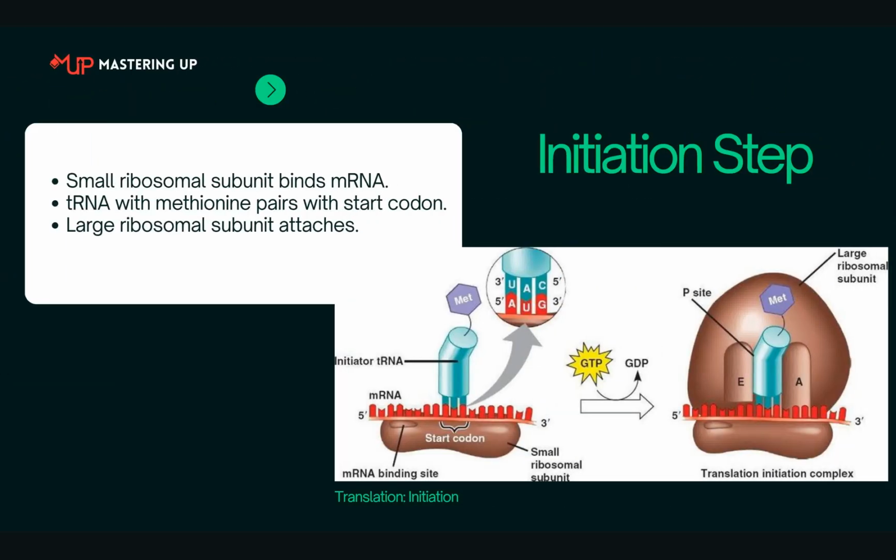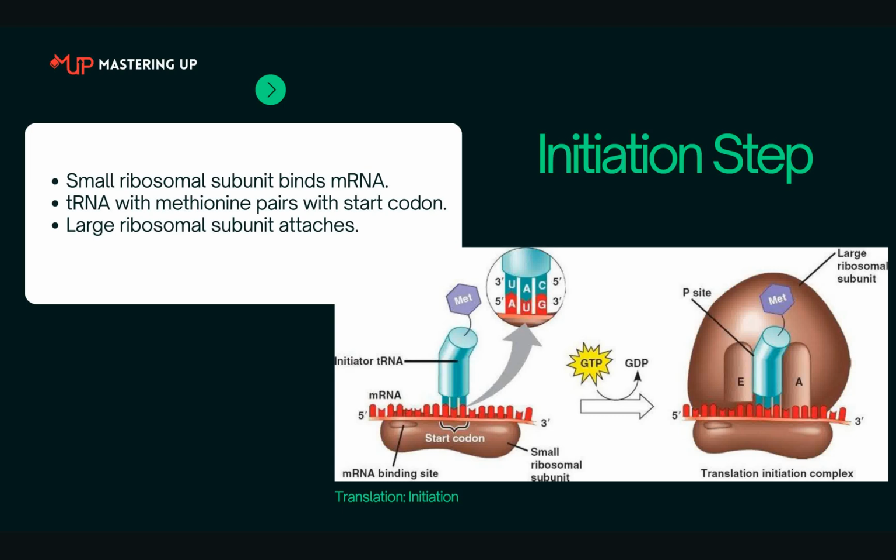Now let's see the process of translation. Again, like transcription, it involves three steps: initiation, elongation, and then termination. In initiation, the small subunit of the ribosome binds to the mRNA. A tRNA carrying the amino acid methionine binds to the start codon on the mRNA. Then the large ribosomal subunit locks into place, forming a complete initiation complex.